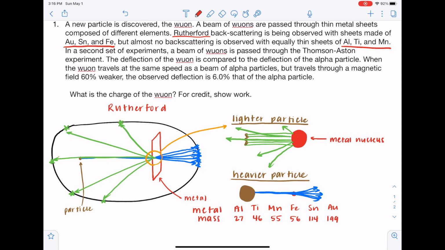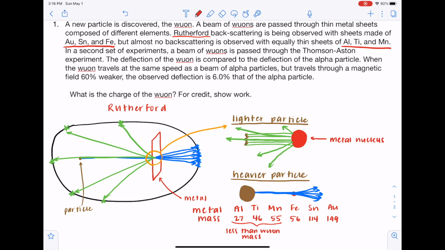So now that we have that written down, let's take a look at what the problem says. For the aluminum, titanium, and manganese, there is almost no backscattering observed. So if there's no backscattering, we see from the diagram that that indicates that the particle is heavier than the metal nucleus. So that means that the Wuhan mass will be greater than the mass of the heaviest nucleus in this group, which is manganese, 55 AMU.